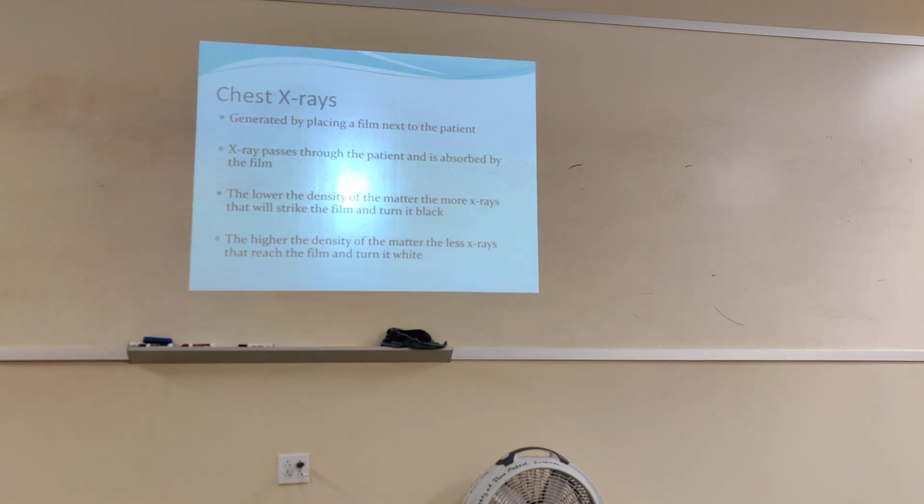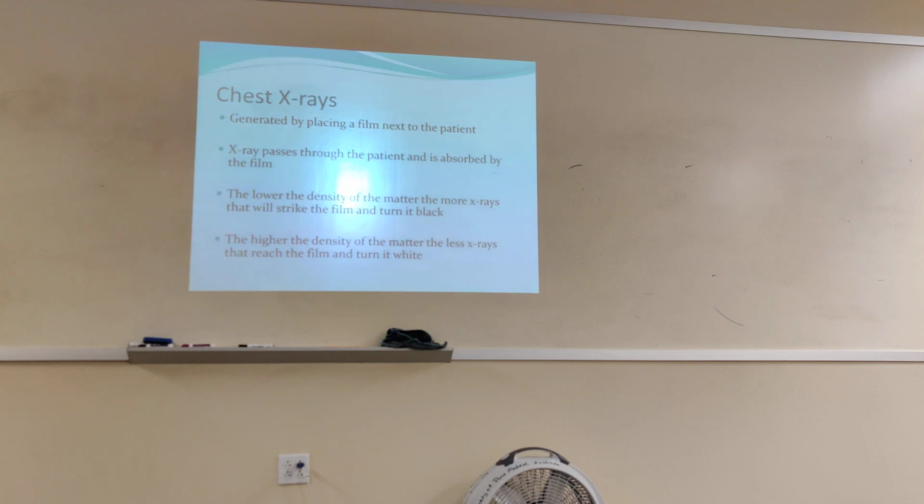X-rays are generated by placing a film next to the patient. We'll call it the film or the cassette. You either place it at the back of the patient or in front of the patient, depending on which direction you are taking the X-ray. X-ray passes through the patient and is absorbed by the film.